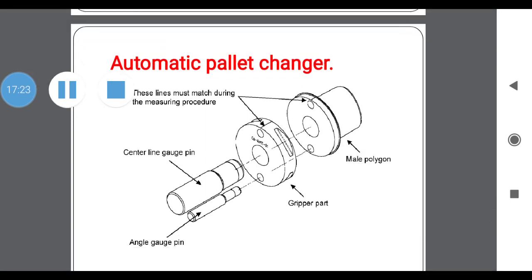Here consists a number of parts. That is center in line gauge, angle gauge pin, gripper part, male polygon. The lines match during the measuring procedure. That indicates to change the pallet for a different operation of a work. For example, you perform one workpiece and we need to change that workpiece.